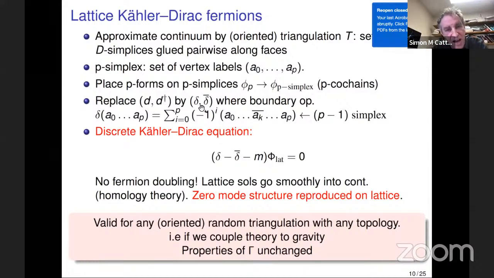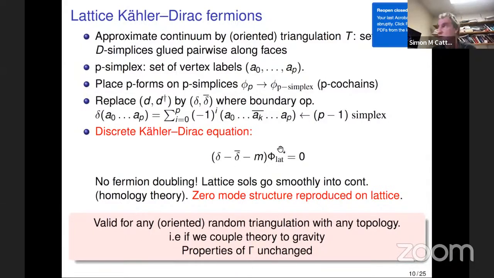D and D dagger have analogs of the boundary and co-boundary operators. These act naturally on simplices. For example, if delta acts on a P simplex, which has P plus one vertices, all it does is give you all the boundary components, all the P minus one simplices that intersect along the boundary, together with some signs that are given by the orientation. And so it turns out the discrete Kaehler-Dirac action is just like the continuum one, except I swap D and D dagger for delta and delta bar, these boundary and co-boundary operators.